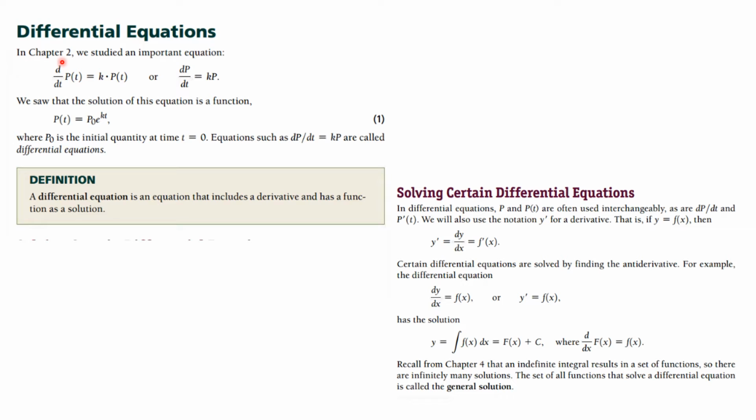As you'll recall, in Chapter 2 we studied an important equation: if the derivative with respect to t of P of t is k times P of t, or, more generally writing it, dP/dt equals kP without the t, we saw that this had a solution that was P of t is equal to P0, the initial value, times e to the kt, where P0 is the initial quantity at time t equals 0, and this is called an example of a differential equation.